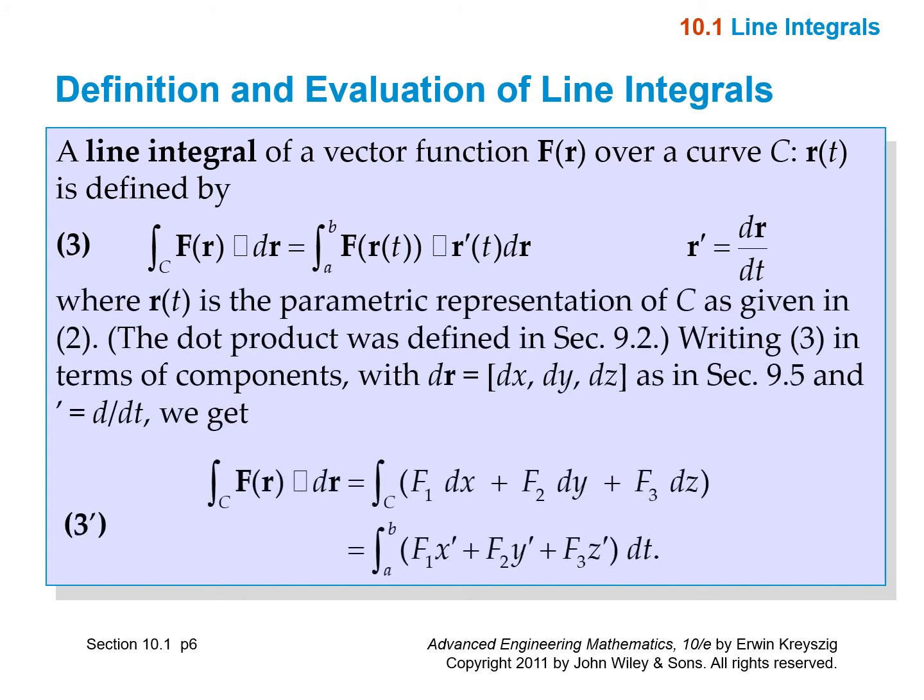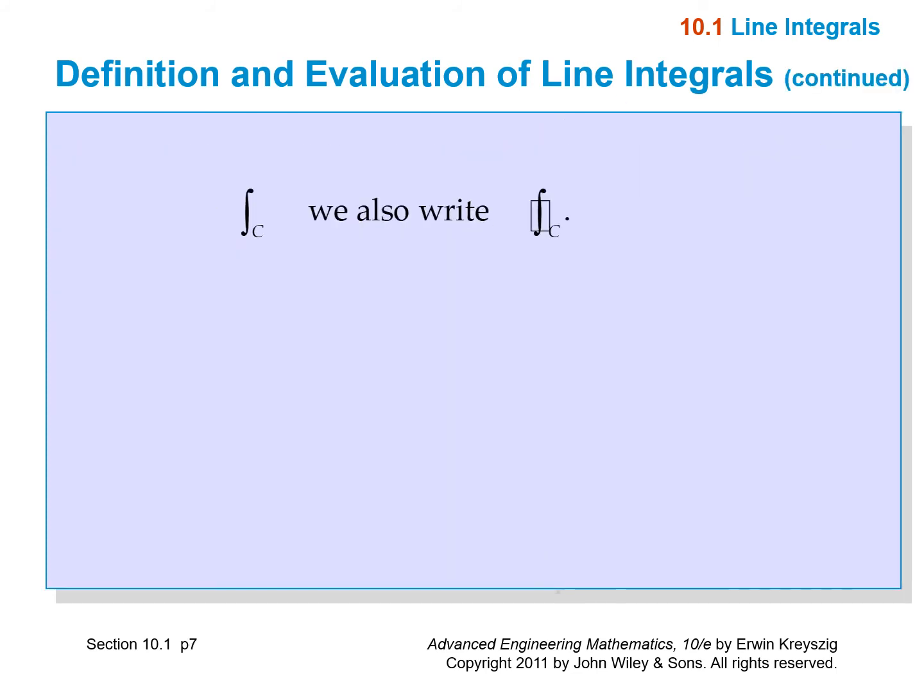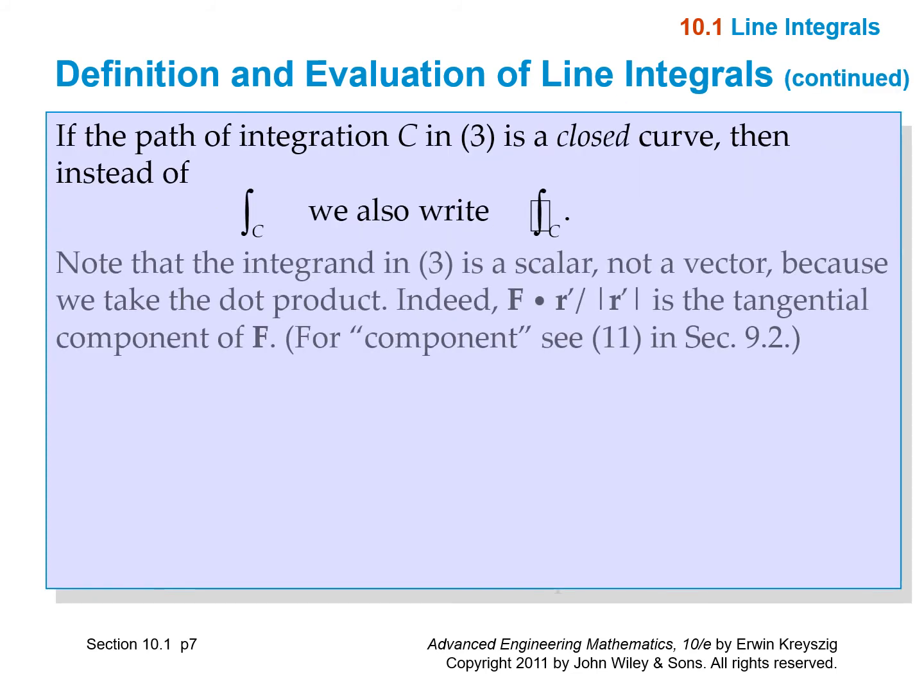In other words, if you want to further clarify it in terms of components, it can be equal to the integral from a to b of f1 x dash plus f2 y dash plus f3 z dash, times dt. Now if you have a closed curve, then we just draw a circle along the integral sign so that it shows that we have a closed curve.